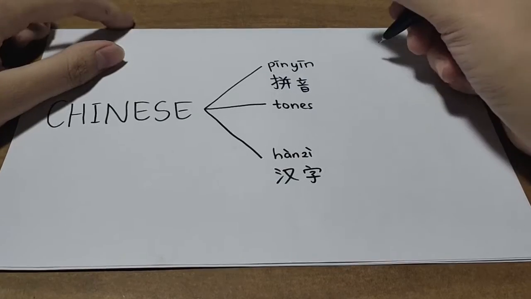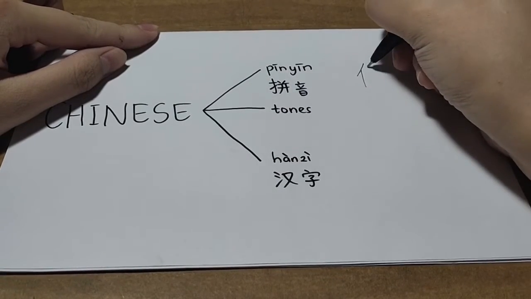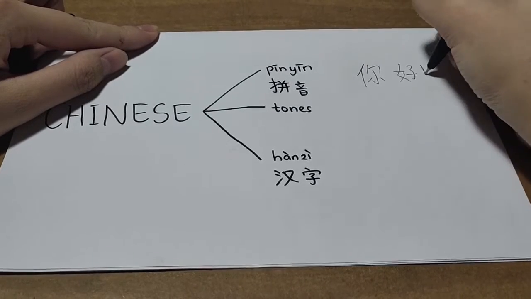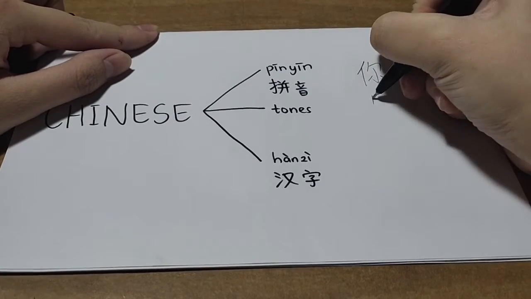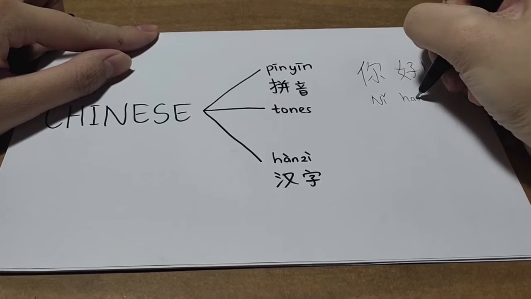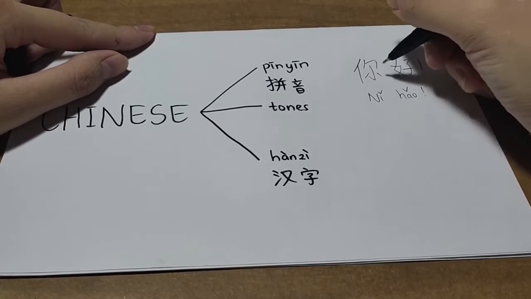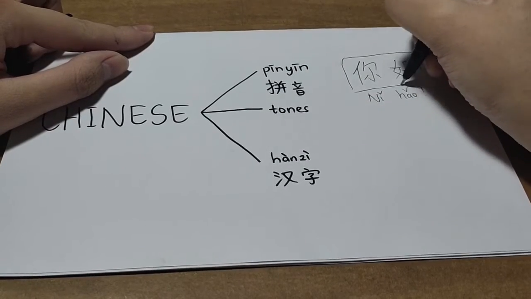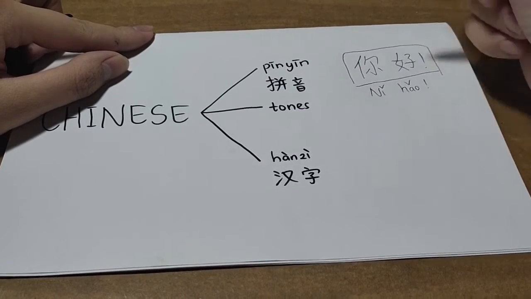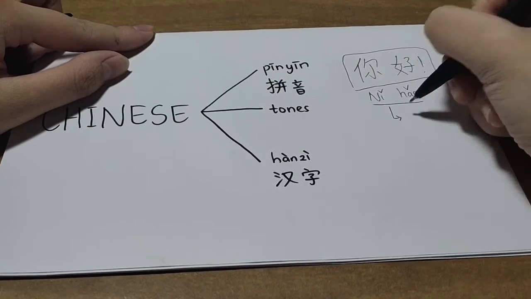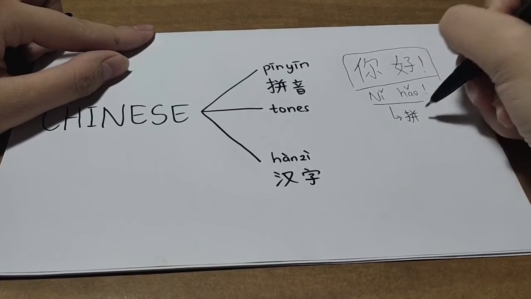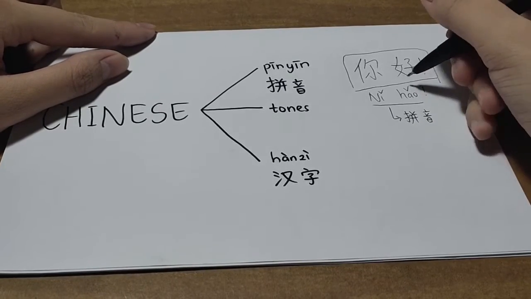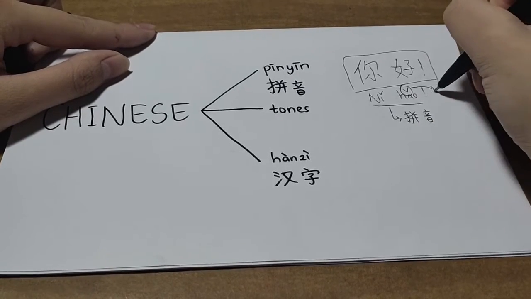So for example, 你好, which means hello. This part we call it as Hanzi, or the Chinese characters, and this part is the Pinyin. And for this one is the tones.